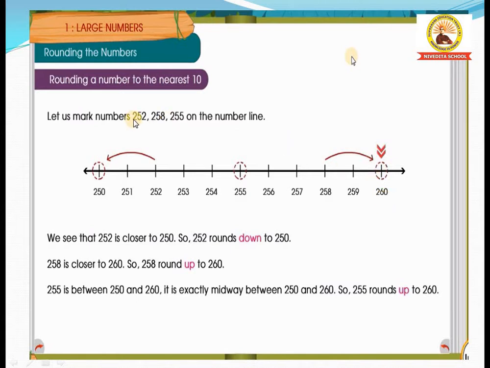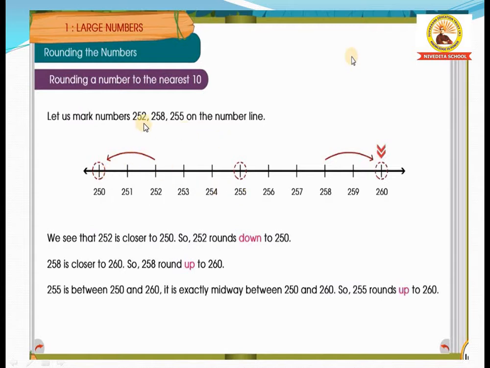Now see the first number, 252. Where is 252? It is nearest to 250. So we will write it as 252 rounds down to 250. It is closest to 250. So we will write 252 rounds down to 250.